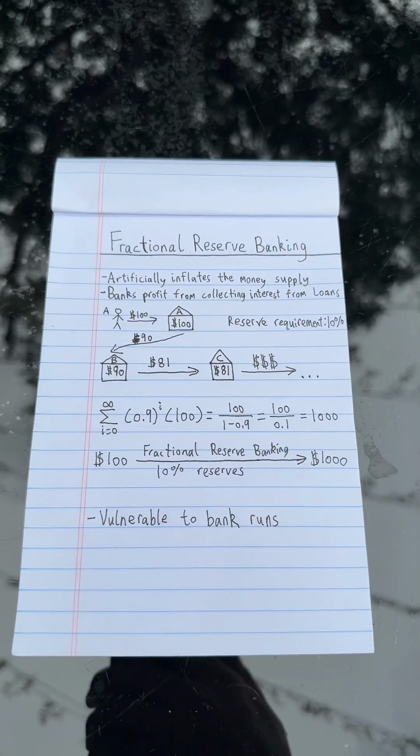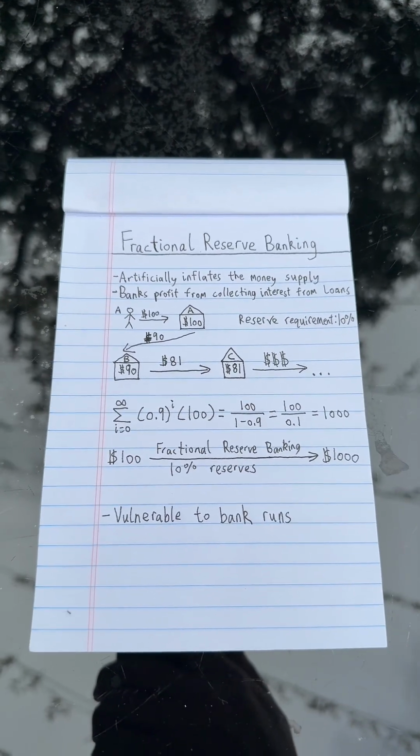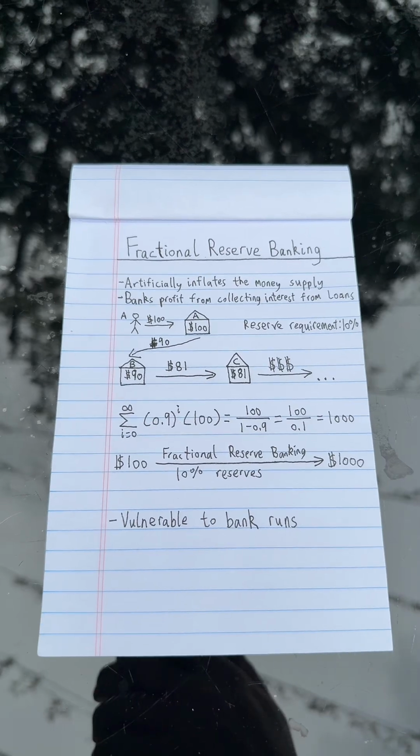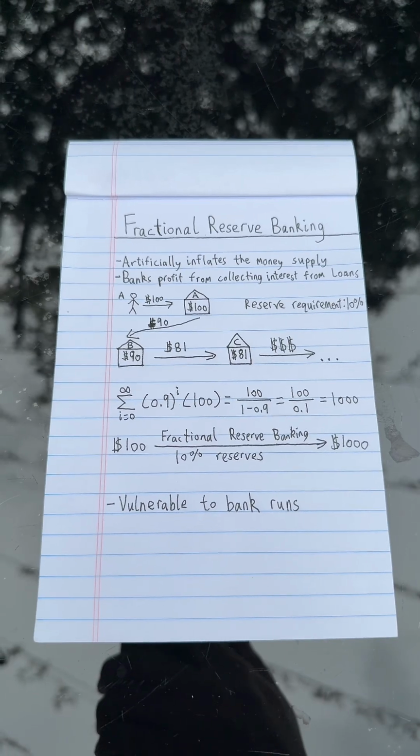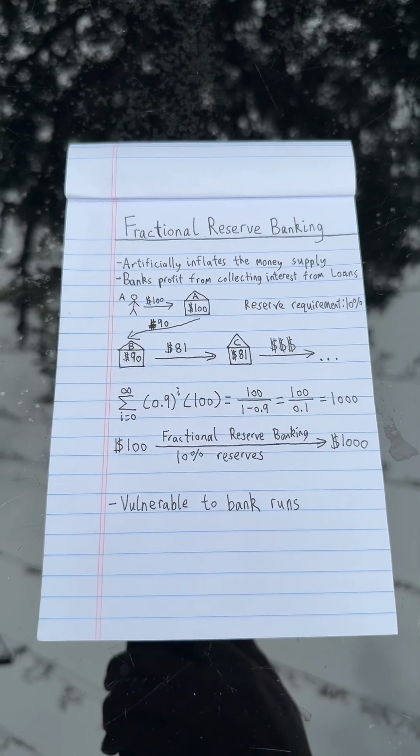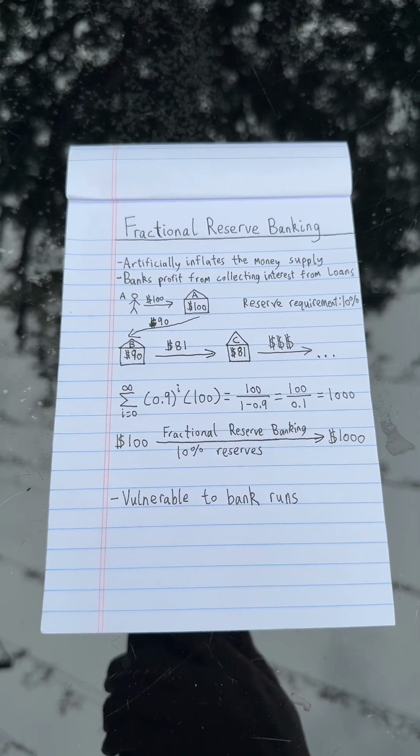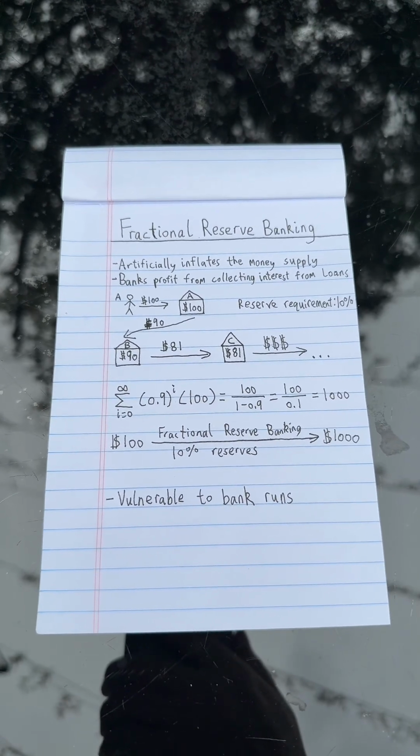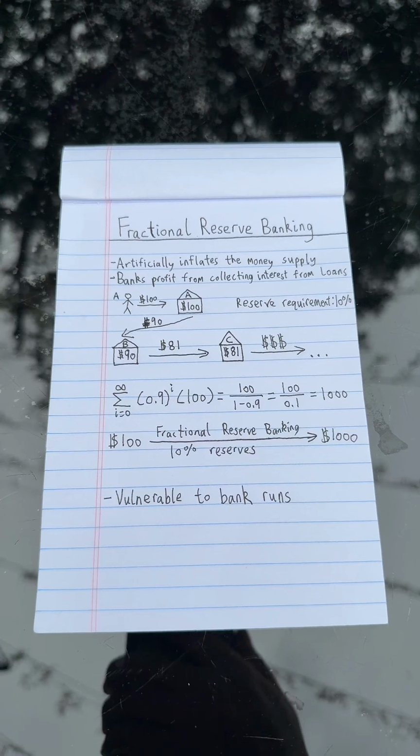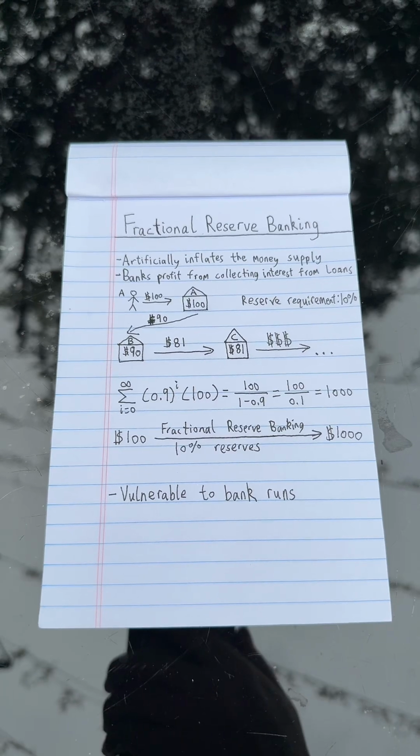In my last video, I talked about fractional reserve banking, which is when the bank holds a fraction of your deposit, called the reserve, and lends out the rest. And this system of banking has its disadvantages, such as how it artificially inflates the money supply, which leads to inflation and the devaluation of the currency you hold. And it's also vulnerable to bank runs.